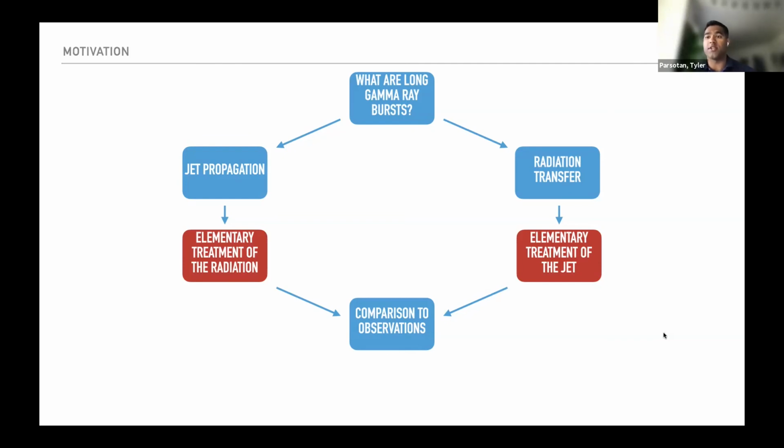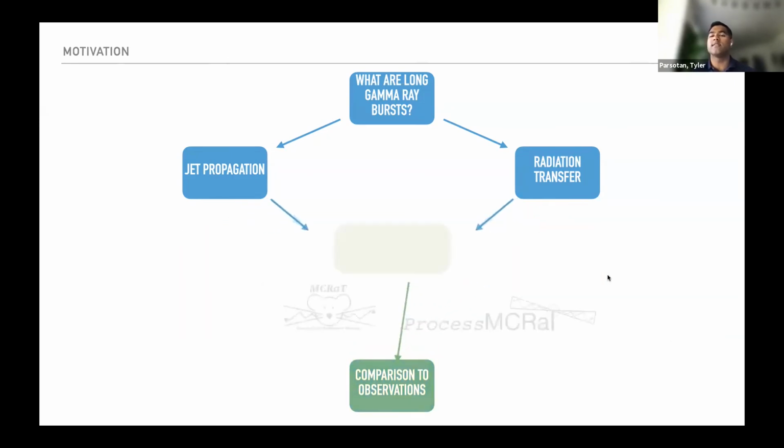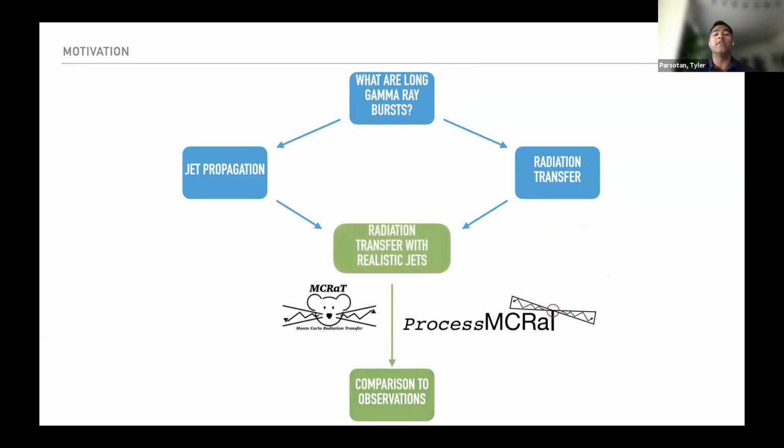Now, in order to have a deeper understanding as to what the photospheric emission can tell us about gamma ray burst jets, the structure of jets, so on and so forth, we need to get rid of these two assumptions. What we need to do is conduct self-consistent radiation transfer calculations using the background of a realistic jet profile. And that's exactly what we do using our MC-RAT code and the PROCESS MC-RAT code as well. Then once we have conducted our mock observation, which I'll show you in a few slides, we can make comparisons to observations on a more equal basis.